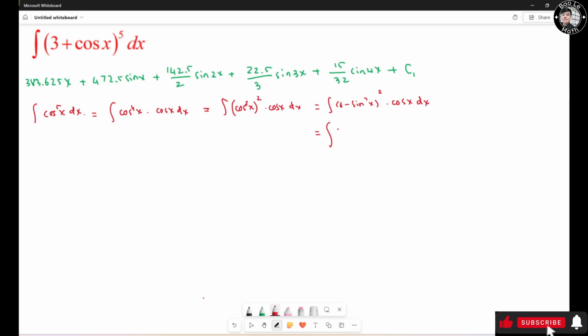Now we need to expand this one, so it turns out to be 1 minus 2 sine squared of x plus sine to the 4th of x, right? Times cosine x dx. I can write this one as d sine x. Right? So this guy turns out to be sine x minus 2/3 sine cubed of x plus 1/5 sine to the 5th of x plus C2.